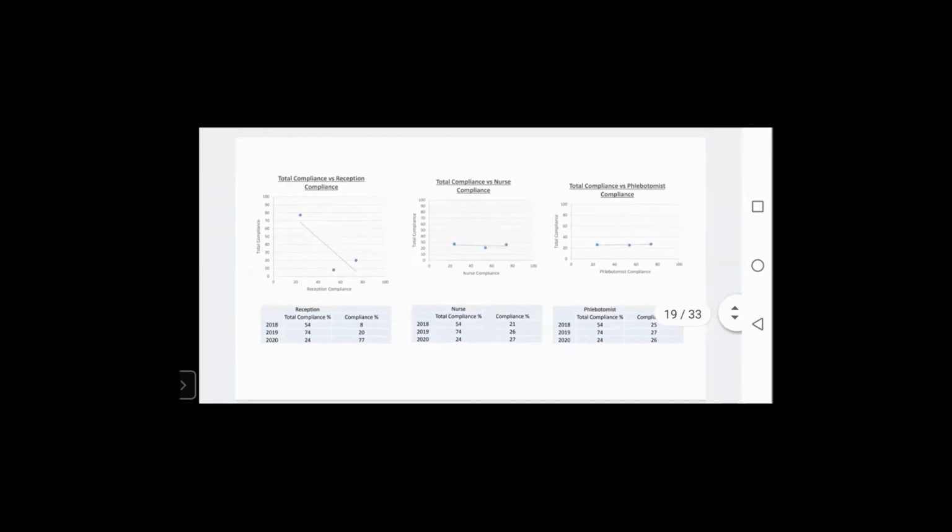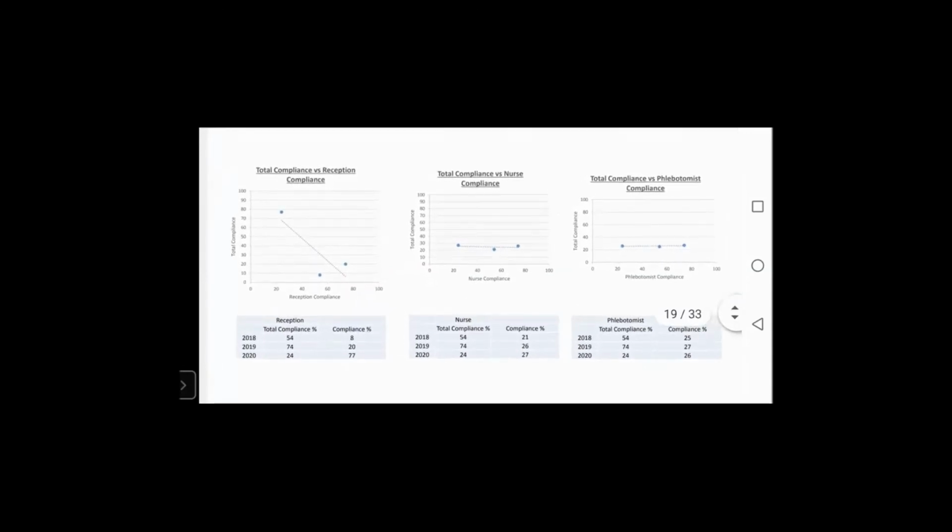Thanks. Yes, here, this is the next tool we have, which is the scatter tool. Here, I discussed this with Safa, and basically here we are comparing the total compliance in each department with the compliance in general, if they are meeting the total compliance. So for example, here we have the reception, the first diagram.